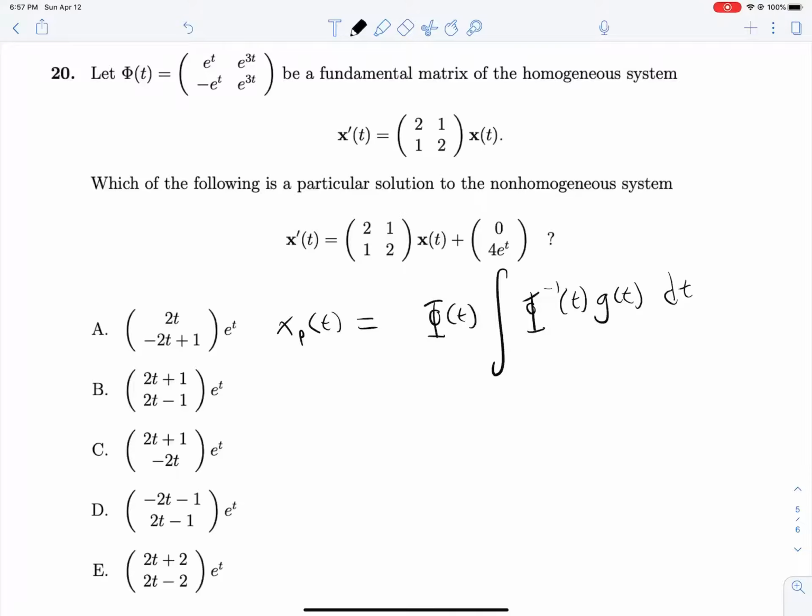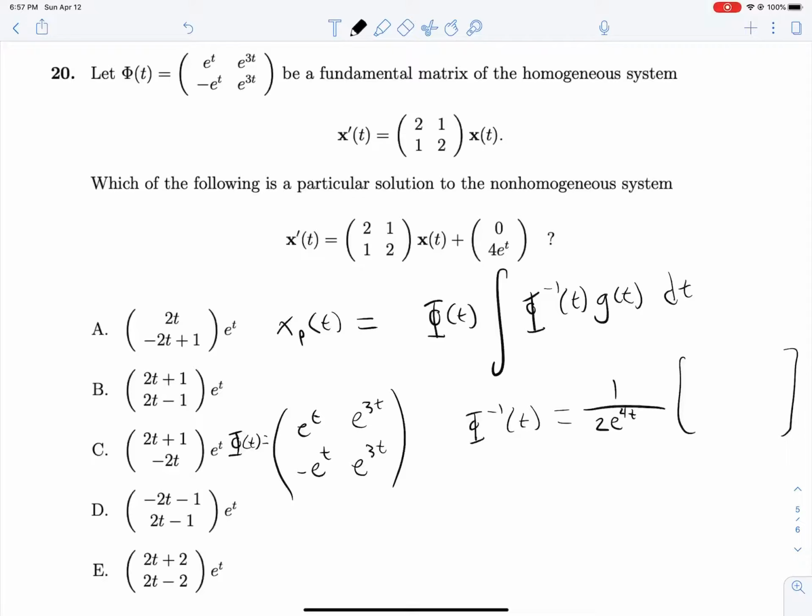So phi of t is equal to e to the t, negative e to the t, e to the 3t, e to the 3t, and phi inverse of t is going to be 1 over the determinant of phi, so that's 1 over, we'll have e to the 4t plus e to the 4t, so 2e to the 4t, multiplied by the matrix where we exchange the a and d positions, so e to the 3t, e to the t, and flip the signs of the remaining positions, so e to the t, negative e to the 3t.